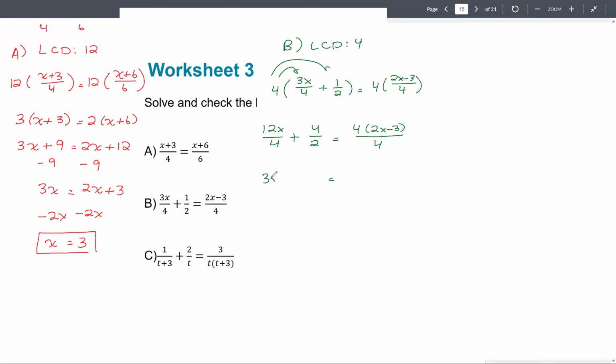So we're left with a 3x here plus 2, and then here we're just left with the 2x minus 3. So let me subtract 2 from both sides. 2x minus 5 equals 3x, minus 2x from both sides. And we have x is equal to negative 5.